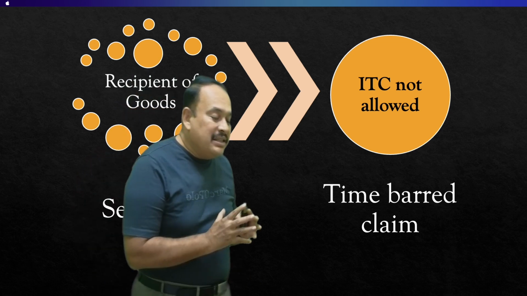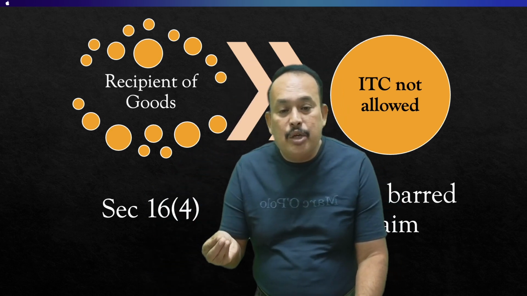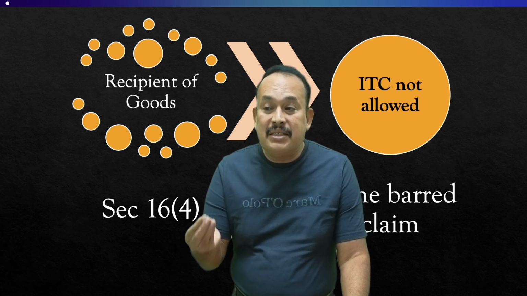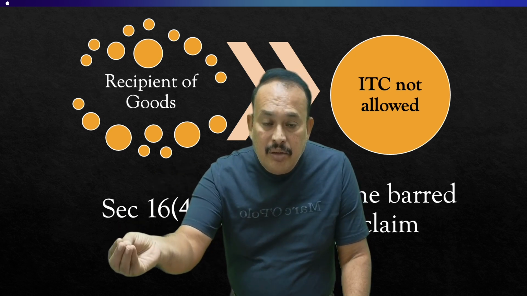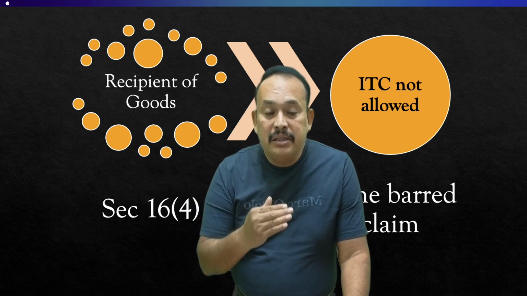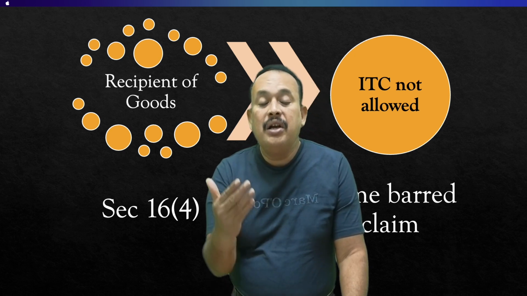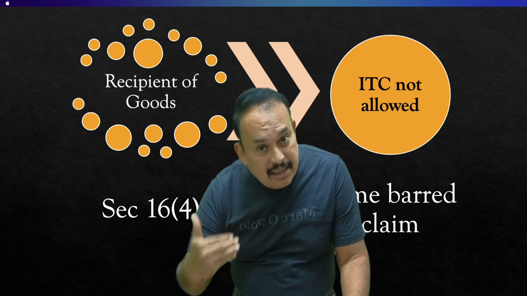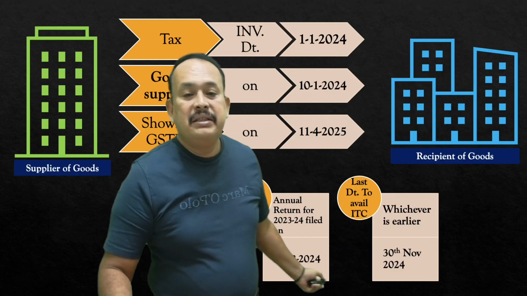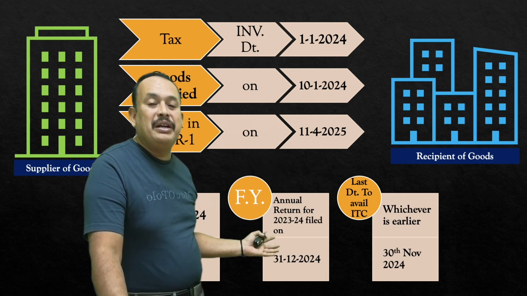So, you understand Section 16, subsection 4: the time limit to avail the ITC is 30th November of the succeeding financial year for the relevant financial year, or the date of filing the annual return for the given financial year. Among the two, whichever is earlier is the time limit. In our given example, this is a numeric example I brought to your notice in a simplified manner.